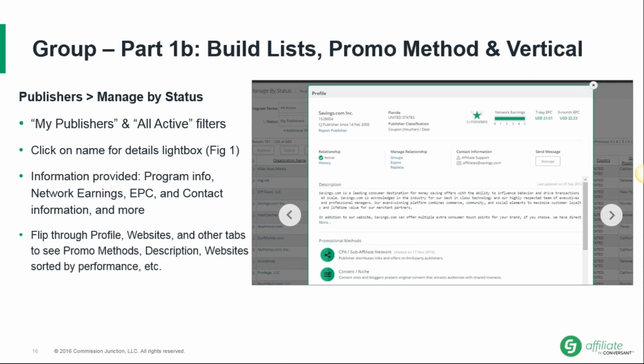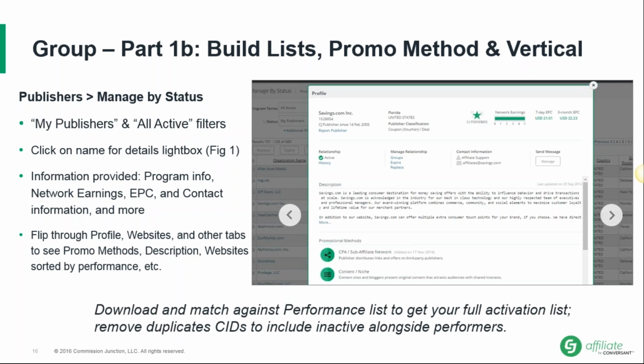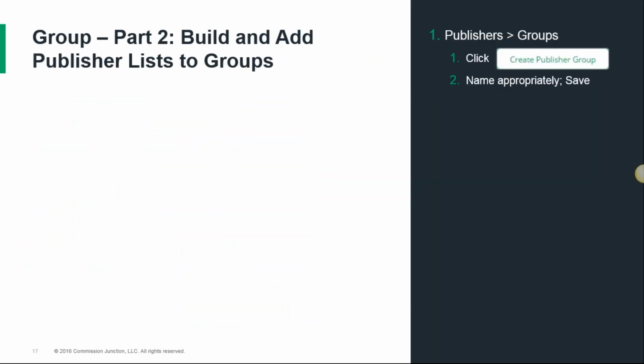This is the part of your work which can get a little time consuming. But again, this is how you can effectively understand and communicate with your partners intelligently. I recommend downloading the list in Excel and making notes as you go along for anything unique and interesting you learn, especially when it comes to content publishers who may require that personal touch. Another reason to download it is to match the list against your performance reporting that we just walked through. By removing duplicate CIDs, you'll now have a complete list of publishers in your program, and you won't be leaving off anyone who didn't have any performance. All right, that's the first half of the group step.